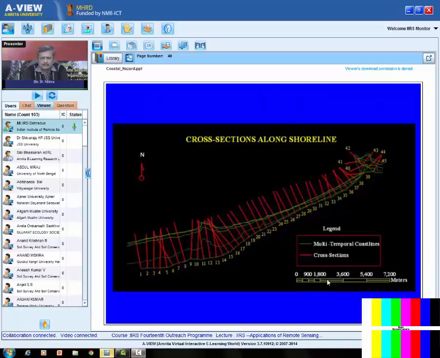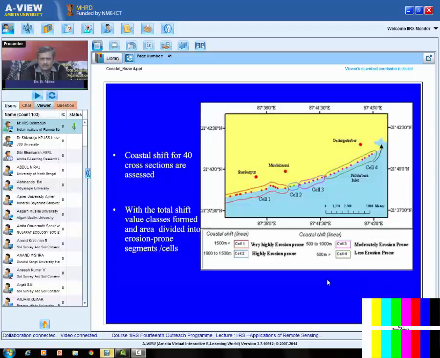There are techniques to find out the changes in the shoreline, like software called DSAS, Digital Shoreline Analysis System, by USGS. There you can make various cross sections and find out how shoreline change is happening in time. It has been seen that it is not that the entire shoreline is eroding. Some part of the shoreline is getting eroded, some part is getting accreted. That way you can divide the shoreline into different cells.